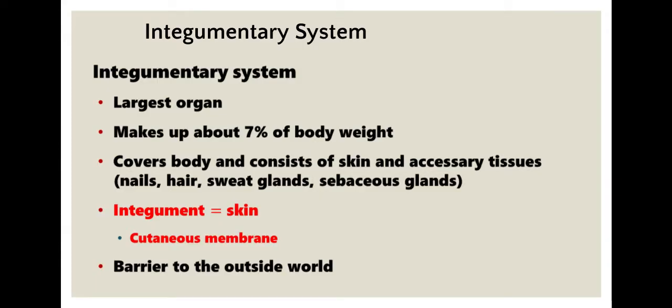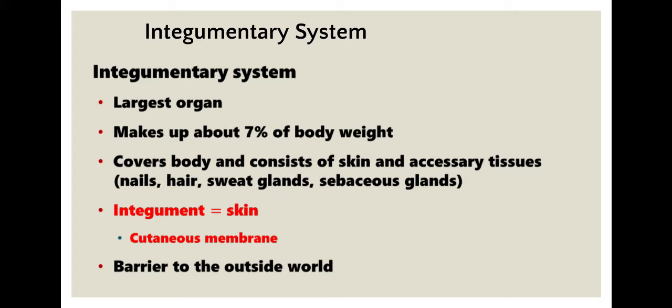So, what is the integumentary system? Well, it is your largest organ. It's your skin. It makes up about 7% of your body weight. It covers the body and consists of skin and any accessory tissues to the skin. Things like nails, hair, sweat glands, and sebaceous glands.